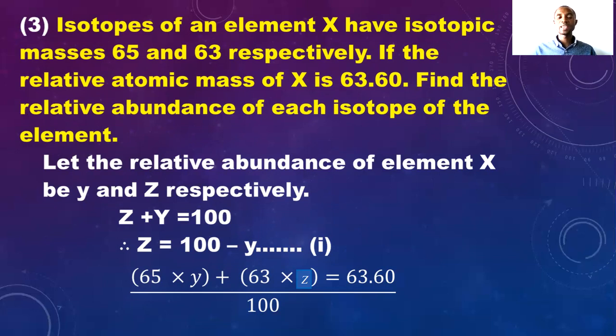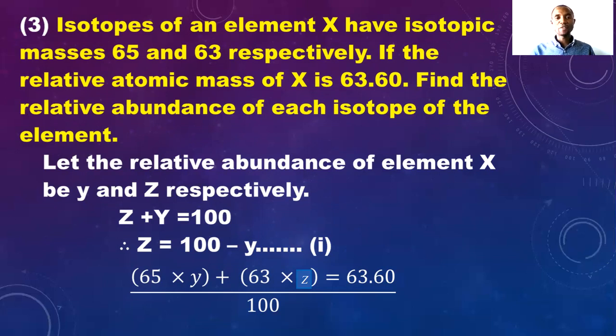Now, you can make any of them, Z or Y, the subject of the formula in order to enable you to solve it. Z will be 100 minus Y. If you want to use Y, you are going to have Y equal to 100 minus Z, whichever one you want to use. After that, what else we will do now is this.